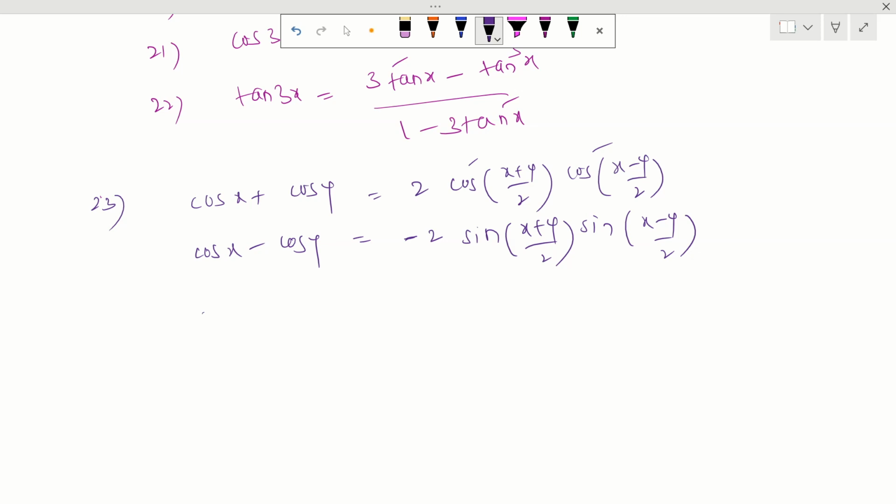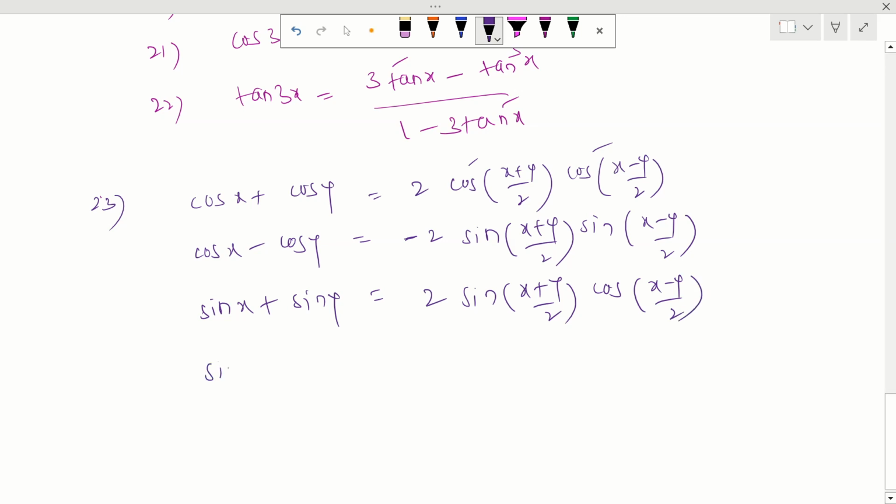Now cos is over, so we can write sine x plus sine y. In sine x plus sine y, it is 2 into, first term is sine, second term is cos. Next is sine x minus sine y. In this case, first term is cos and second term is sine. You have to remember it like this.